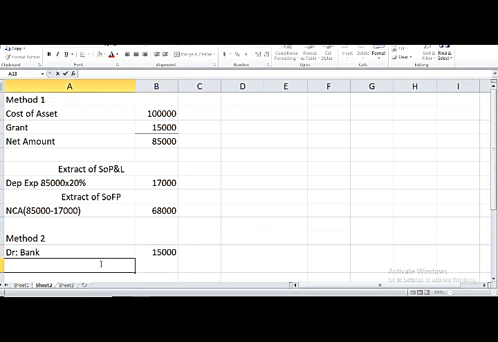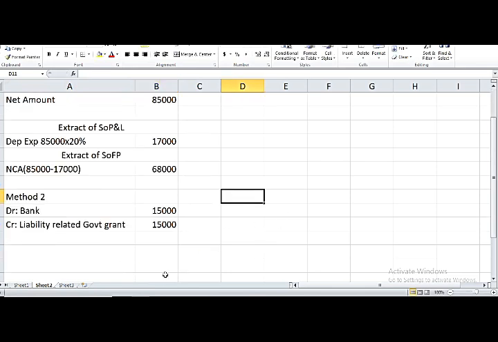And what will the credit? Credit will be liability related to government grant, right? 15,000. So this will be the initial recognition.